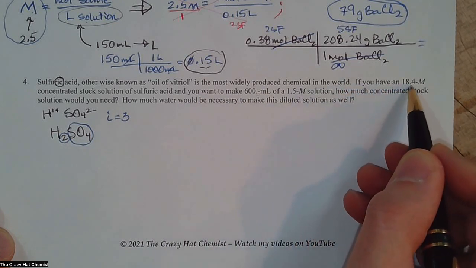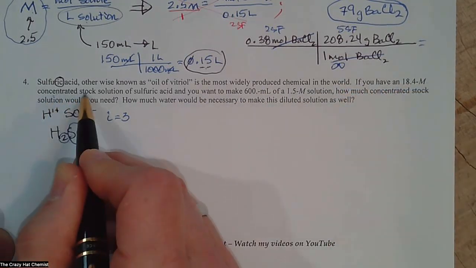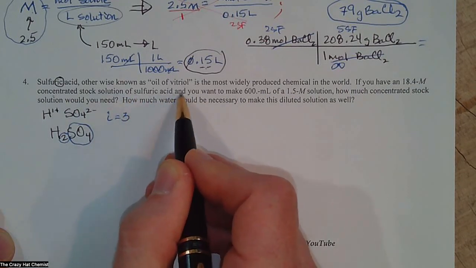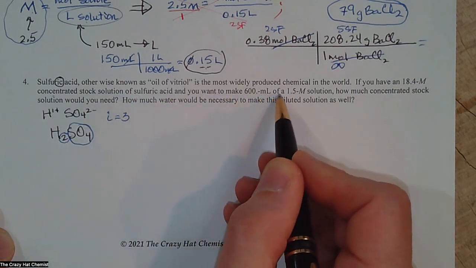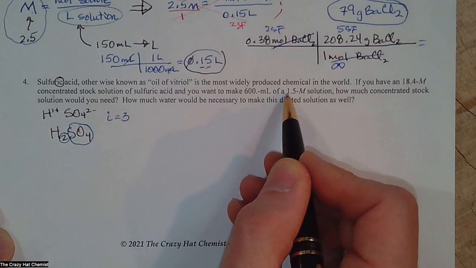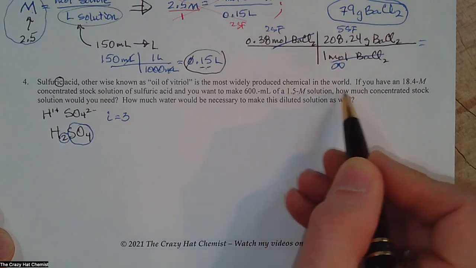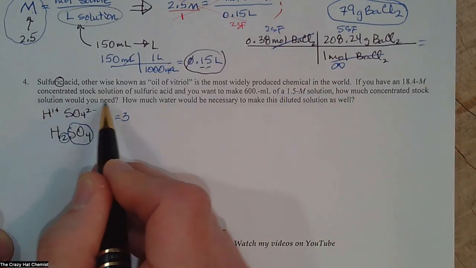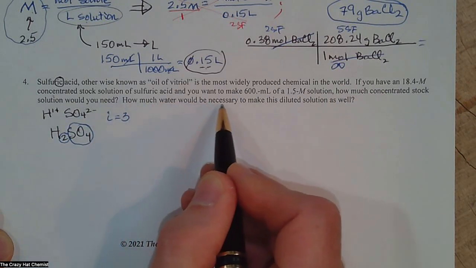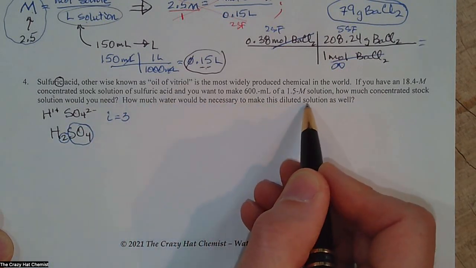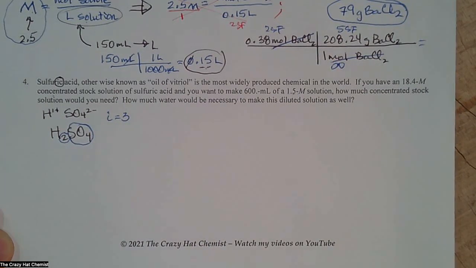If you have an 18.4 molar concentrated stock solution of sulfuric acid, and you want to make 600 mils of a 1.5 molar solution, how much concentrated stock solution would you need? How much water would be necessary to make this diluted solution as well?